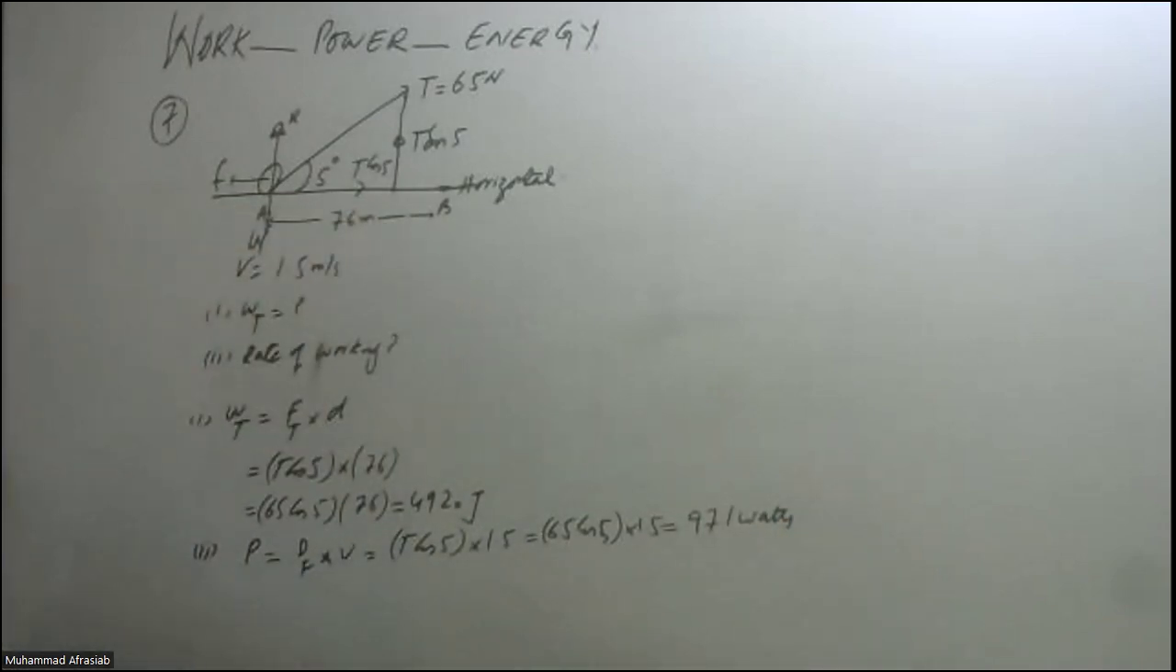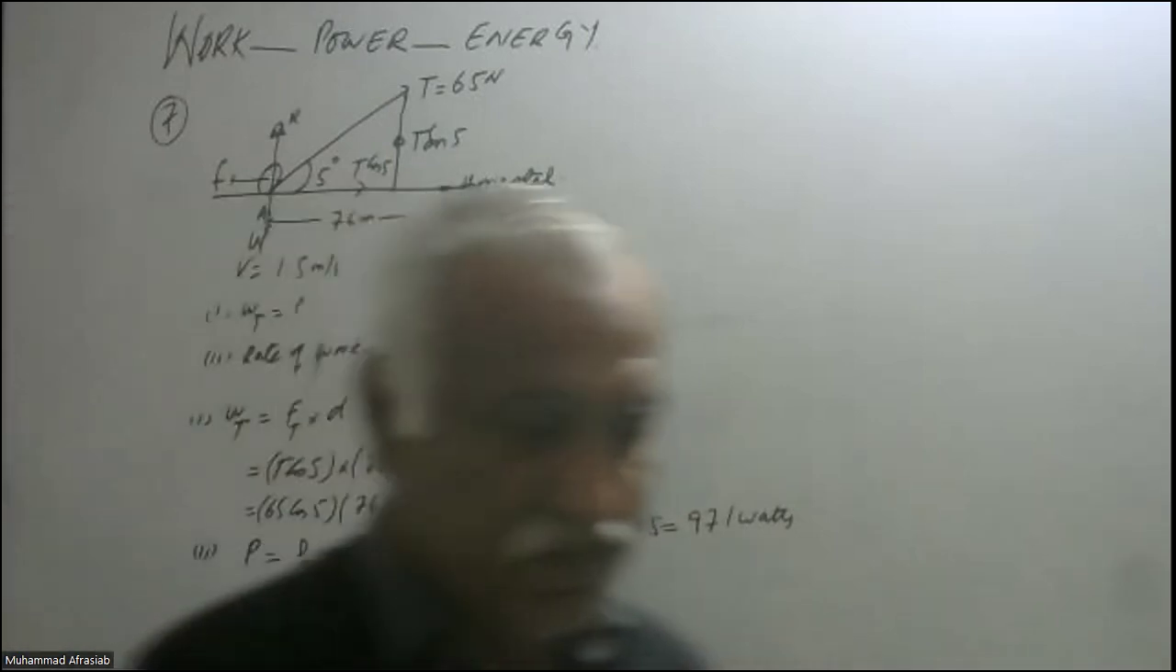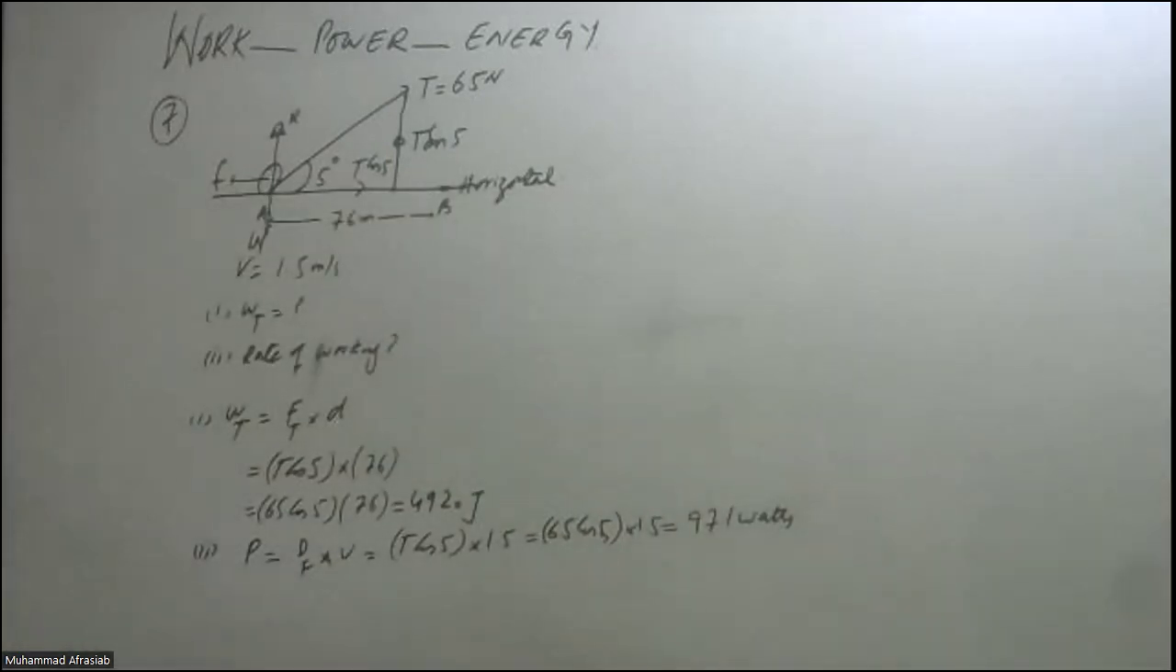So these are the two parts of this question which have been explained here. One is the work done by the tension, and the other is the rate of work done by the tension, which is equal to 97.1 watts.